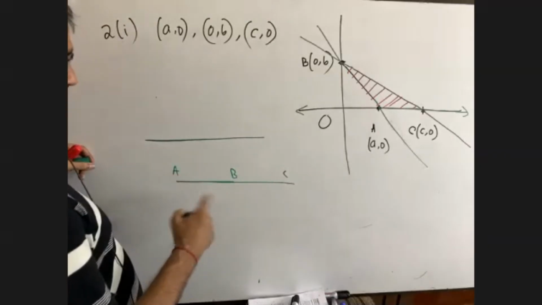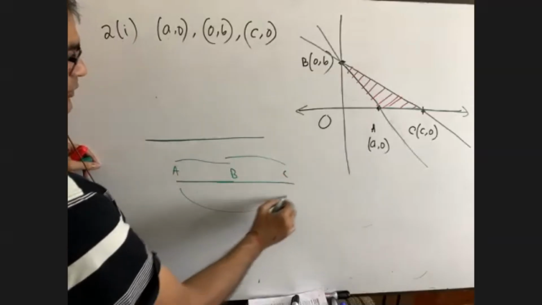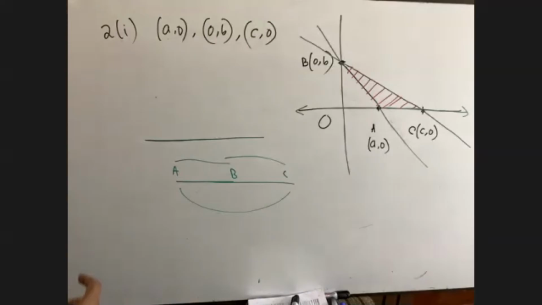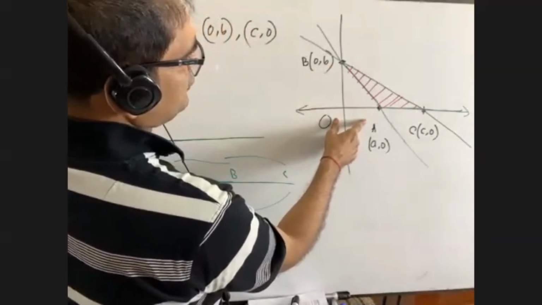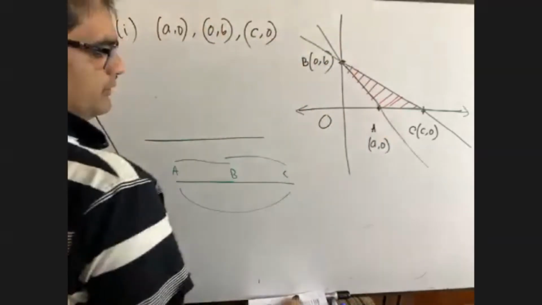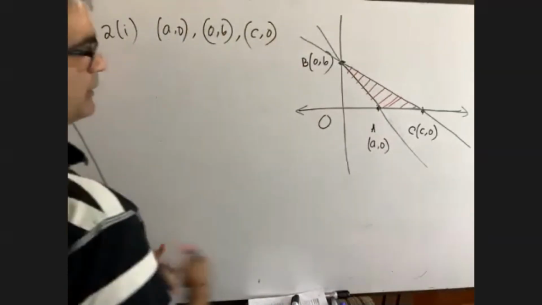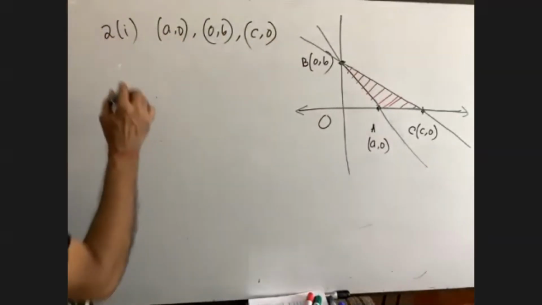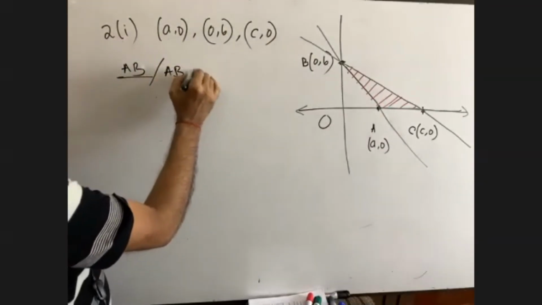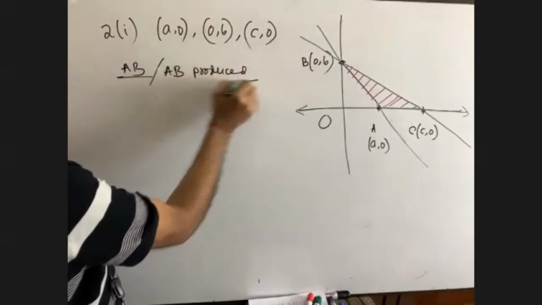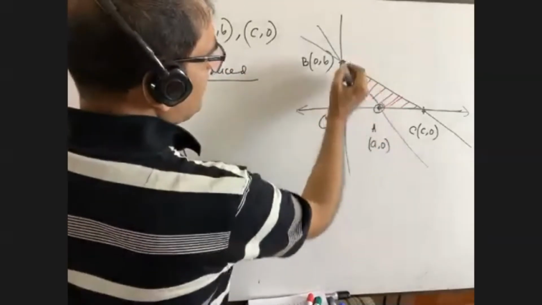Actually, the vertices of a triangle are given. Vertices means the plural of vertex. One vertex, first vertex, second vertex, third vertex. So the vertices of a triangle are given. What are the vertices? (A, 0), (0, B), and (C, 0). Yes, it is possible to draw a triangle.